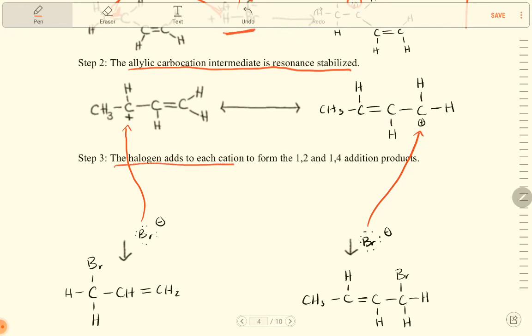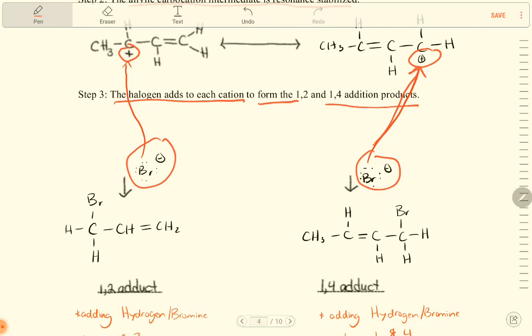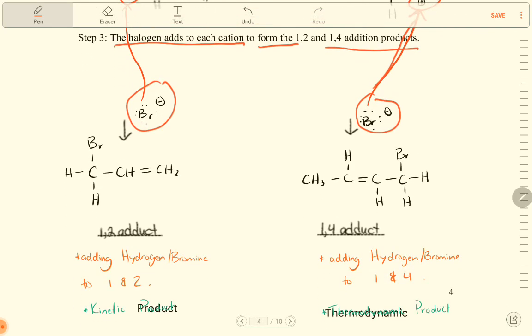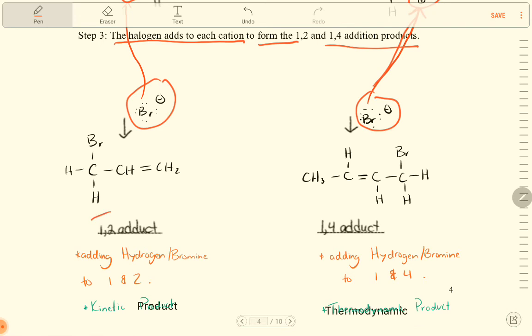to each cation to form 1,2 and 1,4 products. So there is one resonance form here, a carbocation, and one resonance form here. This Br minus is going to add to here, and this Br minus adds to here. So that's why it's a 1,2 adduct, and a 1,4 adduct.